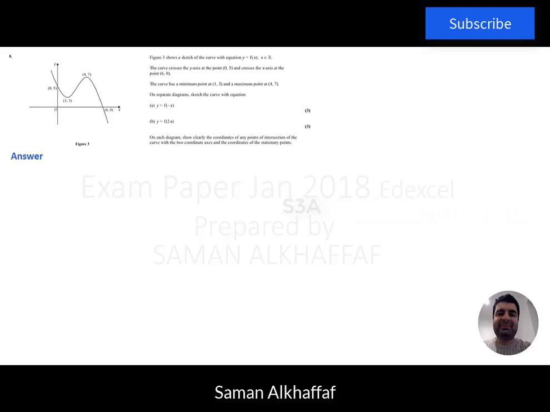So for part A, we need to find y equals f of minus x. So the points that we have here, we start with looking at part A. We have the point (0, 5), the point (1, 3), the point (4, 7), and also (6, 0). Now, since y is f of minus x, that means the x values will change to negative.